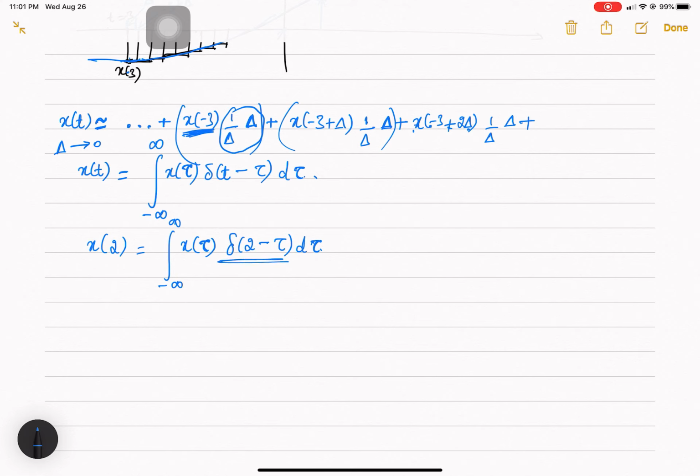Now this term here exists only at tau equal to 2, because the impulse function will exist only when the term inside the bracket goes to 0. For all the other values it is equal to 0. It only exists when tau minus 2 is equal to 0. So if you substitute it, for all the other values it is 0. So x of 2 is a constant.